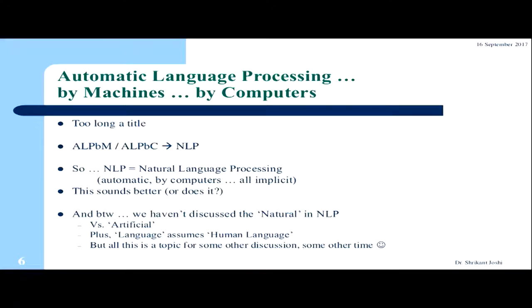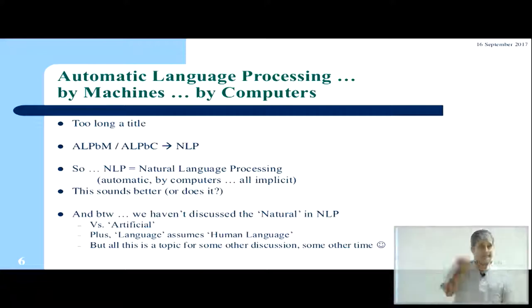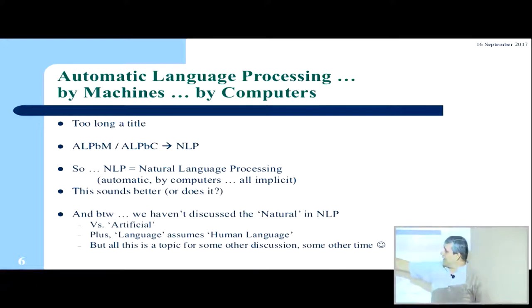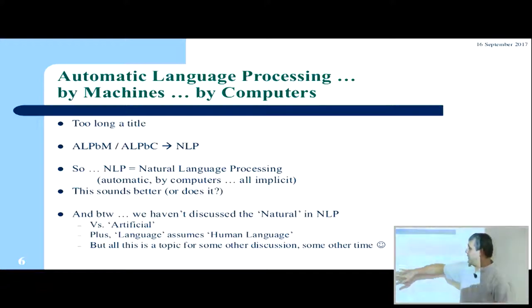So, that is about language processing. Now, the third point, automatic language processing by machines, not just any machines, but computers. This looks like too long a title to have for a field, like ALPBM, ALPBC, et cetera. Let's just cut it short and call it NLP. So, NLP is natural language processing, as you told me right at the beginning. Automatic by computers, everything is implicit, packed in that NLP. This sounds better probably.